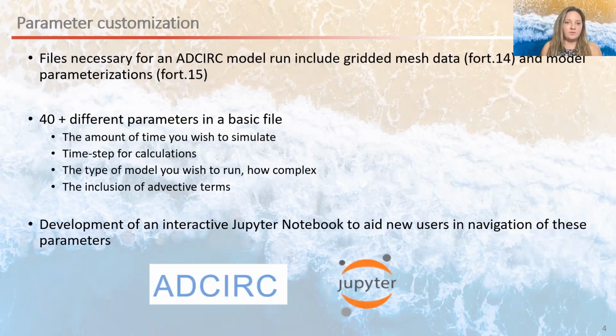So the files that are necessary for a basic ADCIRC model run include gridded mesh data in a Fort14 file, and also the basic model parameterizations in a Fort15 file. And this file can contain up to 40 plus different parameterizations just in this basic file. These can include, for example, the amount of time you wish to simulate, the time set for calculations that you are doing, the type of model you wish to run, and how complex you want that model to be, and even the inclusion of advective terms in your calculations. So we wanted to develop an interactive Jupyter notebook to aid the users in navigating these parameters, and we chose 10 of these to do this.